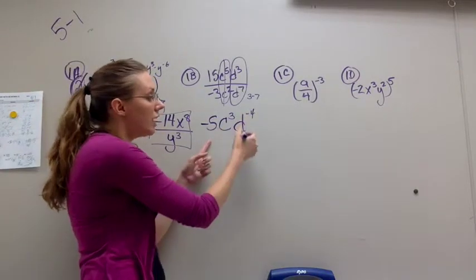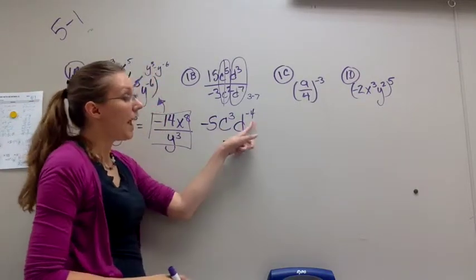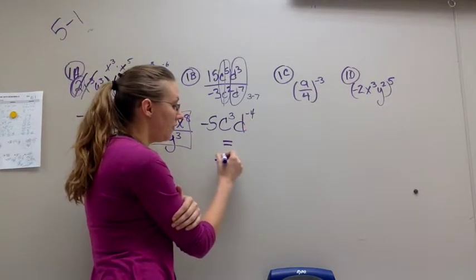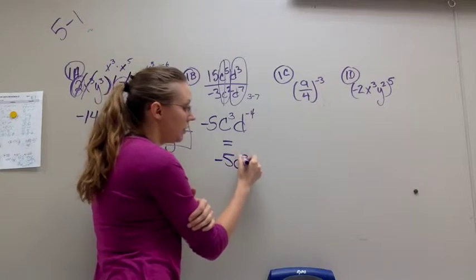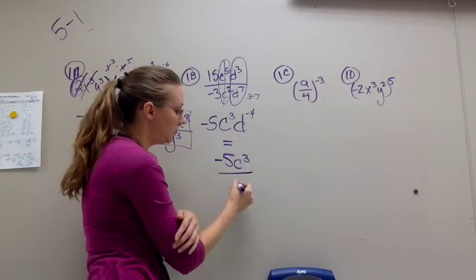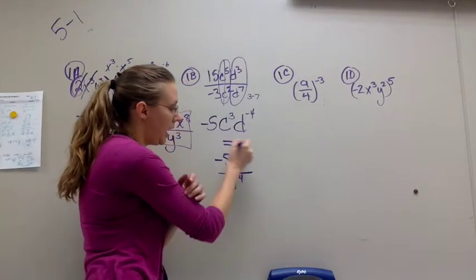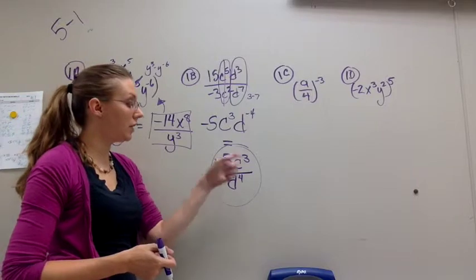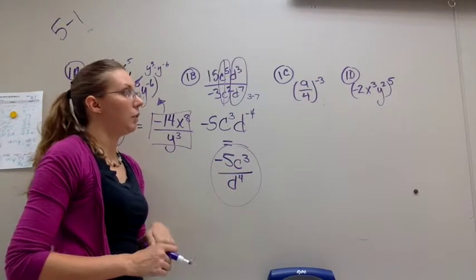Now, again, this is not entirely simplified. I have a negative exponent I need to take care of. So I'm going to still have a negative 5 and a c to the 3rd power in my numerator, but this, because it has a negative power, must be moved into my bottom, and the power must be made positive. Okay, so we have negative 5c to the 3rd divided by d to the 4th.